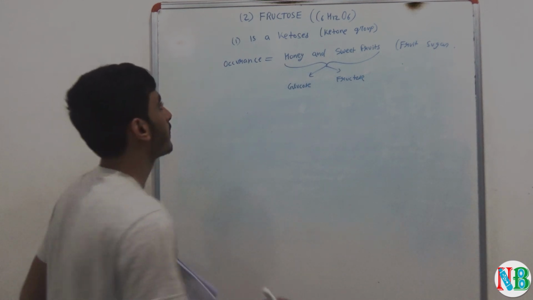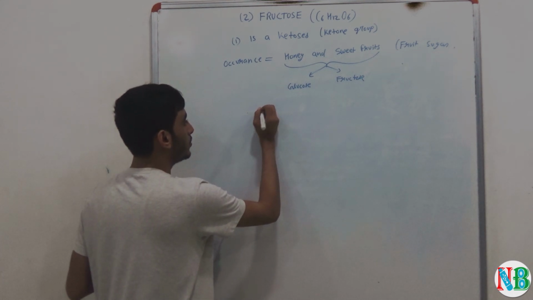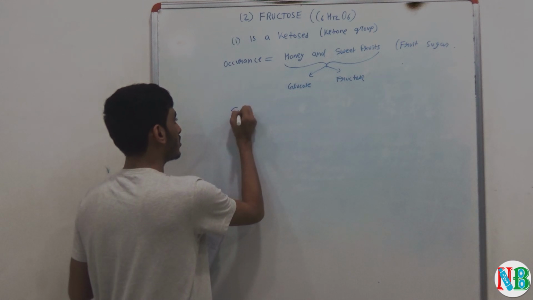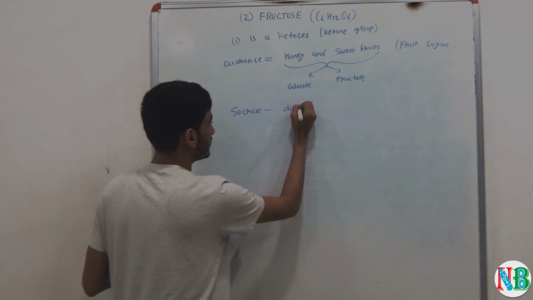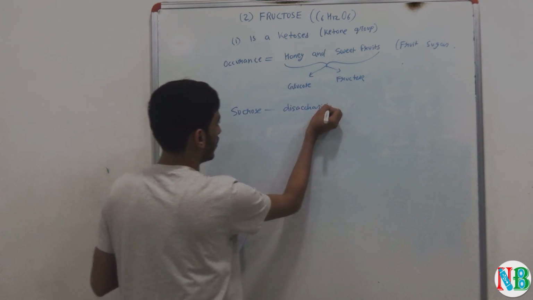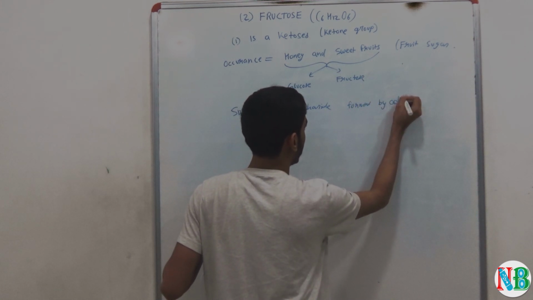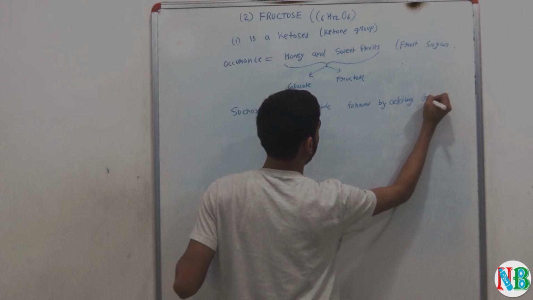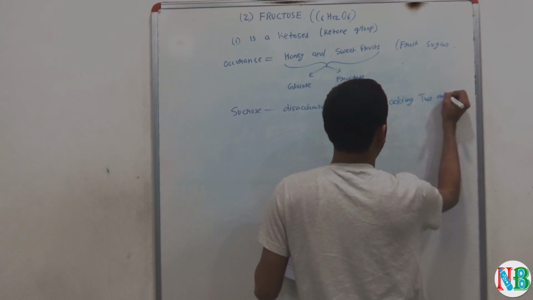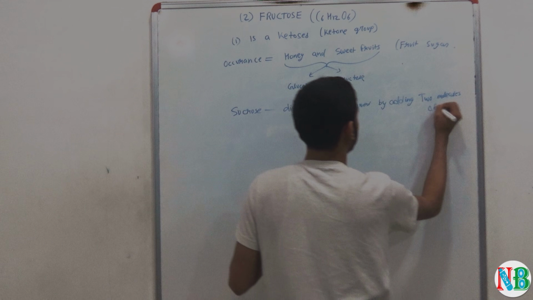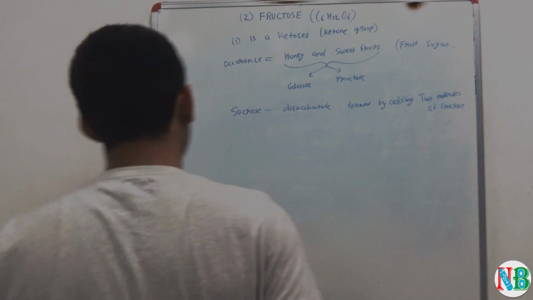One more fact: if you add 2 molecules of fructose, you actually form a sucrose. Sucrose is a disaccharide formed by adding 2 molecules of fructose.